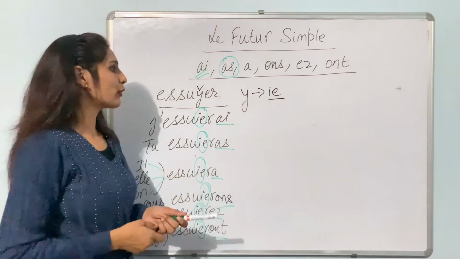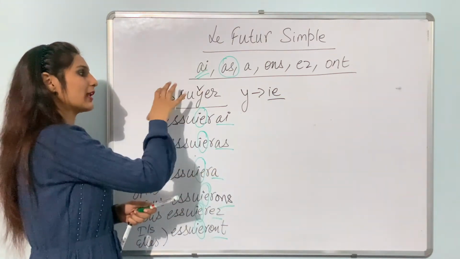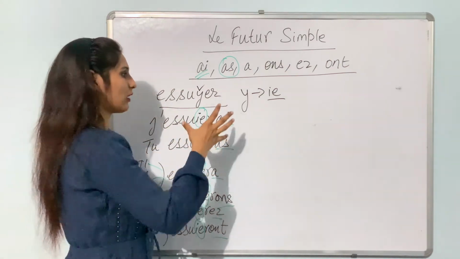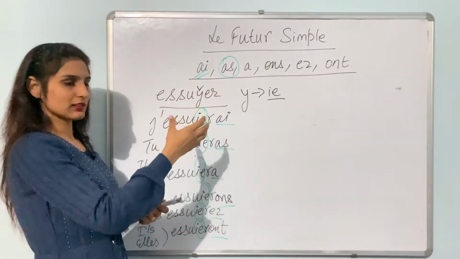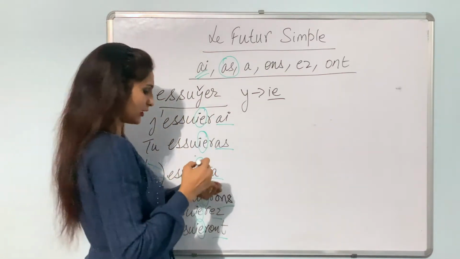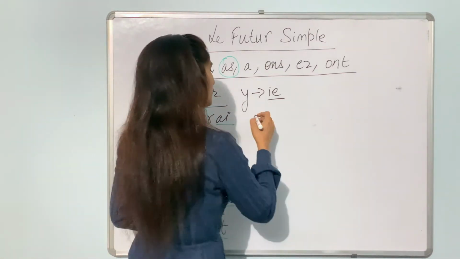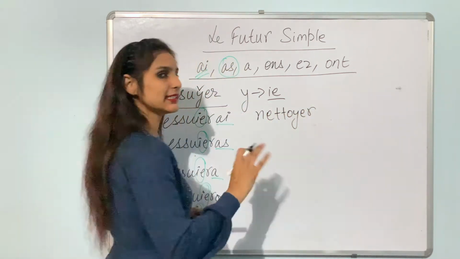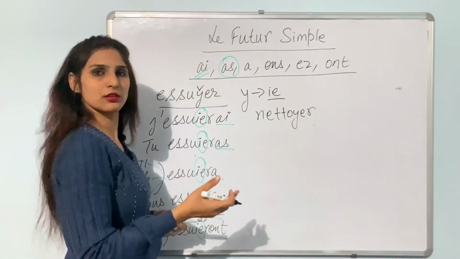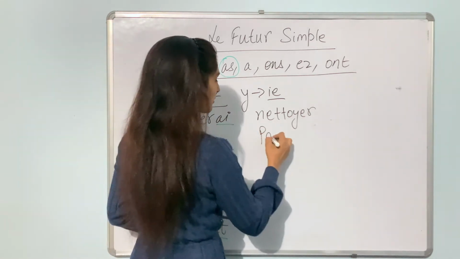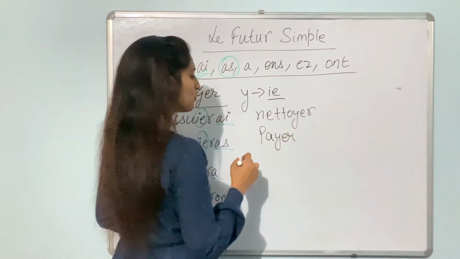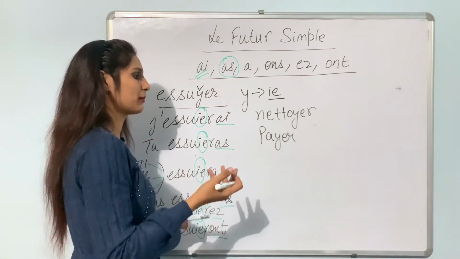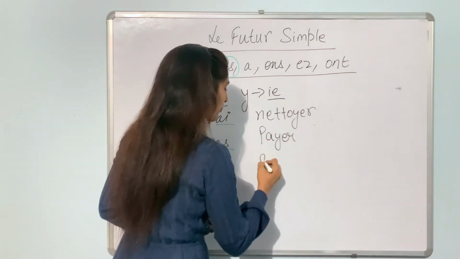That is the rule with verbs which are like essuyer. Essuyer means to dry something. So all the verbs which are like this, for example, you have nettoyer. Nettoyer means to clean, like to clean your floor. Payer. Payer means to pay, like pay for your papers, anything. And appuyer.